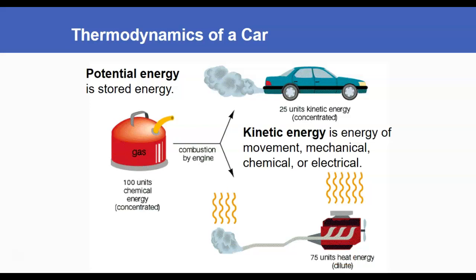But what you see here is that we started with 100 units of chemical energy, but we only got 25 units of kinetic energy out of it. Most of that energy is becoming heat energy and isn't utilized for the major function.